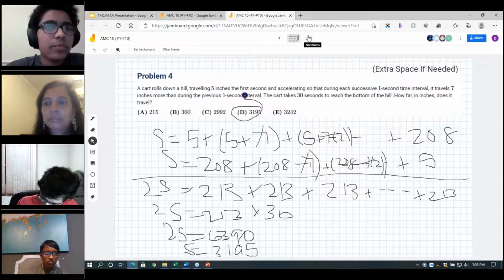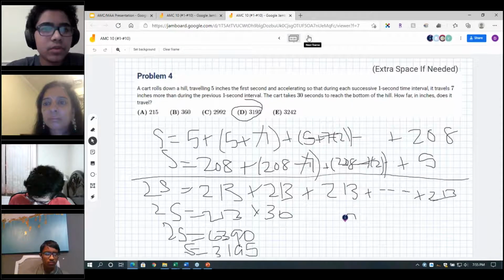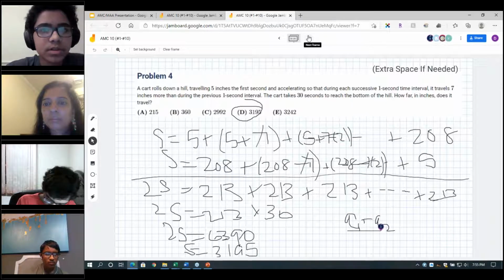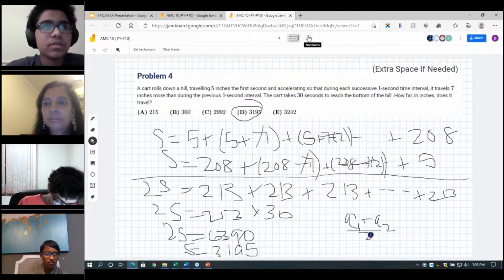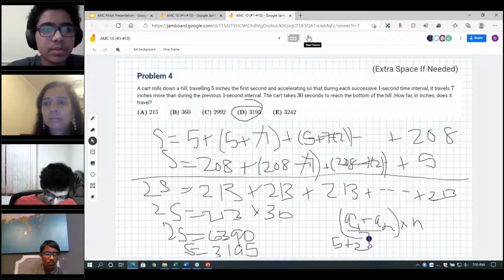Also, if you just remember the sum of an arithmetic sequence formula, which is just the first term plus the last term divided by 2 times the number of terms, you can use this formula and you can get the same answer because the number of terms is 30. Our first term is 5. Our last term is 208, divided by 2, times 30 terms. This will give you the same answer, 3195.